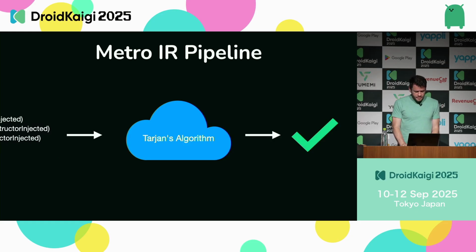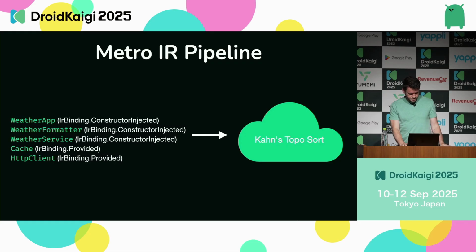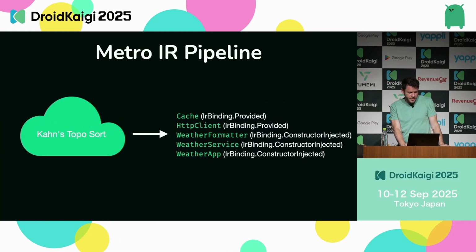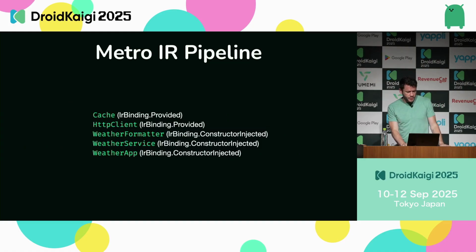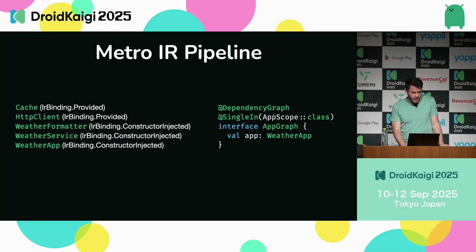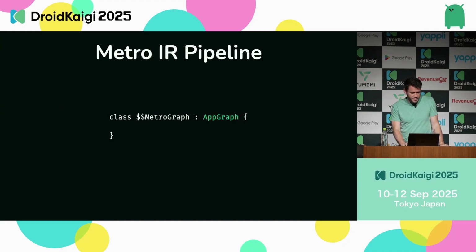Once we finish Tarjan, we have a graph of validated vertices and edges that we know is a valid DAG. We then take this and pipe it into Kahn's topological sort algorithm to produce a list of topologically sorted keys. This can be thought of as the required order we need to initialize bindings in the graph, starting with bindings that have 0 dependencies. When we pop out of graph sealing, we're ready to generate graph IR, such as the Metro graph implementation code.